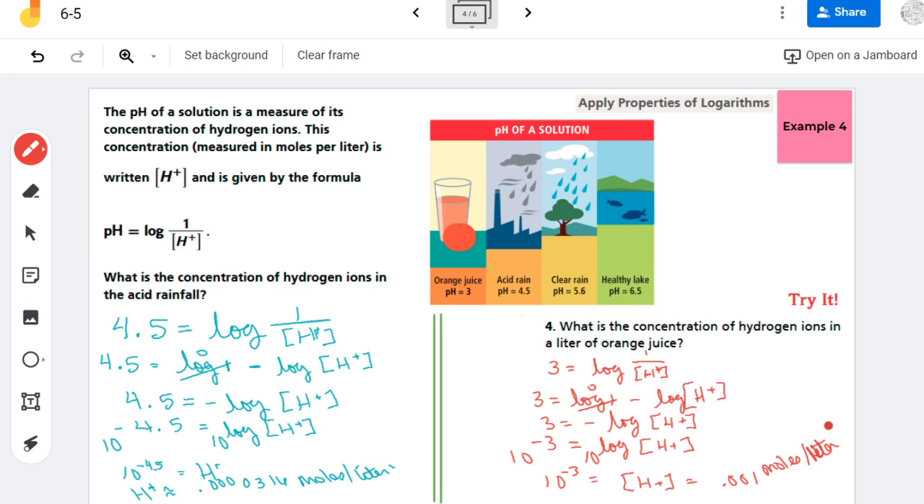That says liter, I just can't write very well. But there we have it, guys. That's how to apply the logarithms, or properties of logarithms, to chemistry. Until next time.